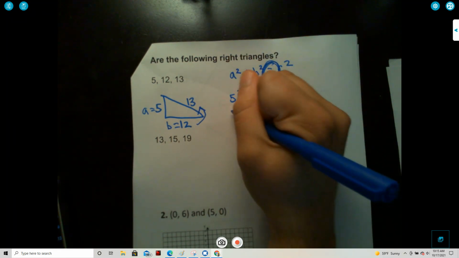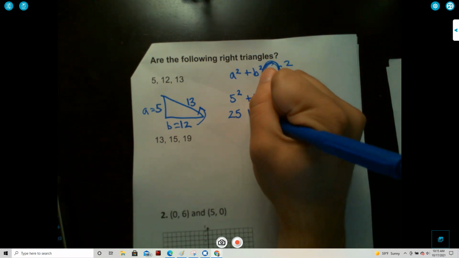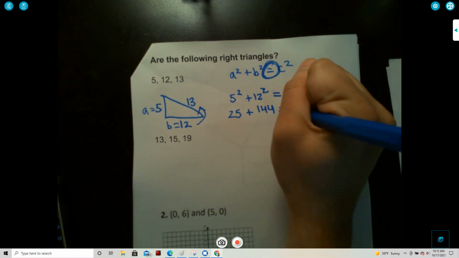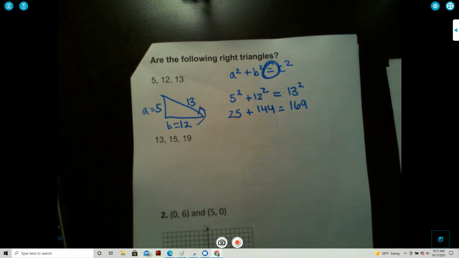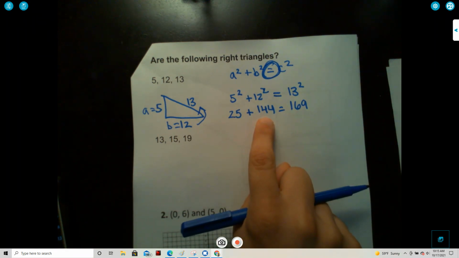So 5 times 5, or 5 squared, is 25. 12 squared is 144. And 13 squared is 169. So we're going to add this up, 25 plus 144.